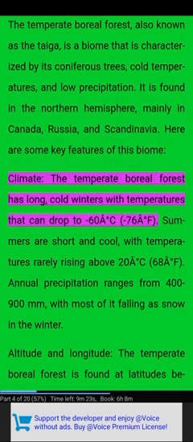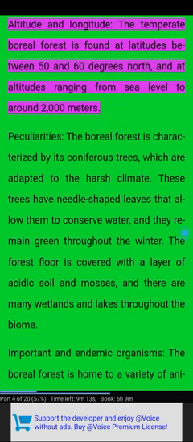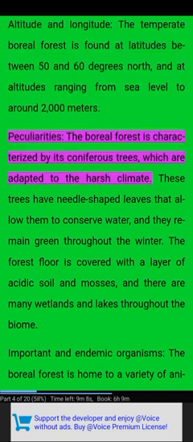Climate. The temperate boreal forest has long, cold winters with temperatures that can drop to minus 68 degrees C, minus 76 degrees F. Summers are short and cool, with temperatures rarely rising above 28 degrees C, 68 degrees F. Annual precipitation ranges from 400 to 900 mm, with most of it falling as snow in the winter. Altitude and longitude. The temperate boreal forest is found at latitudes between 50 and 60 degrees north, and at altitudes ranging from sea level to around 2,000 meters.